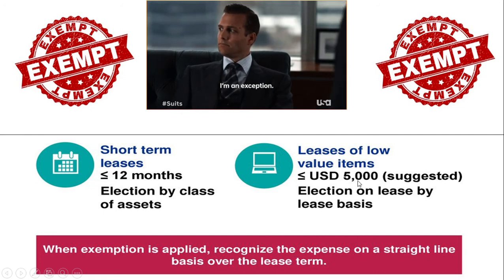The main criterion we should see is that short term leases should be classified by class of asset. Like we should see in a lease how many assets are falling under less than 12 months and how many assets are falling under more than 12 months. Those falling under less than 12 months should be classified under short term. Those falling under more than 12 months should be given the normal lease treatment. And the low value items should be recognized on a lease by lease basis. We should see it on a lease by lease basis. Fine. As we said, when this exemption is applied, we should recognize these expenses over the period of the lease in the P&L.